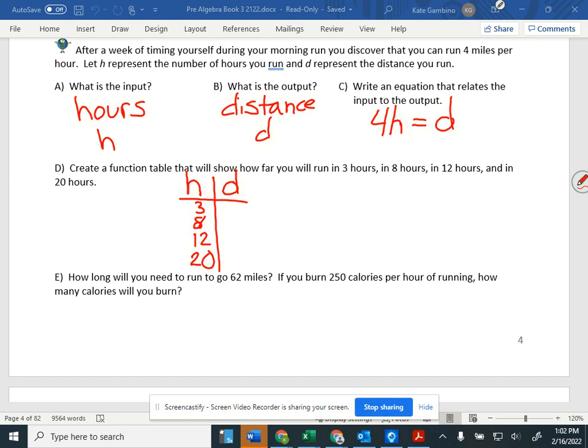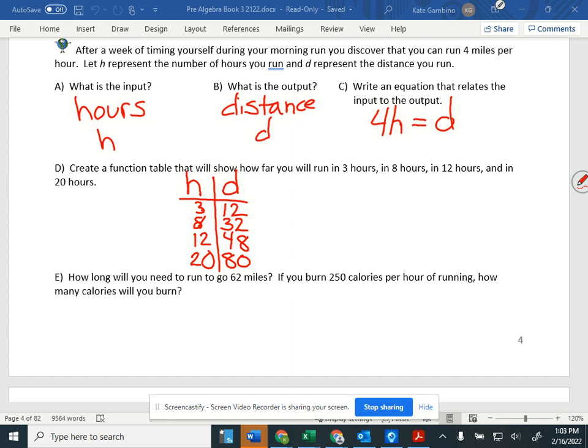So my input is H, so that's a 3. 3 times 4 gives me what, Maddie? 12. Now I'm going to put the 8 in. How far do I run in 8 hours, Cole? How far do I run in 12 hours? Well, 48. And how far do I run in 20 hours? 80. So that is our function table.